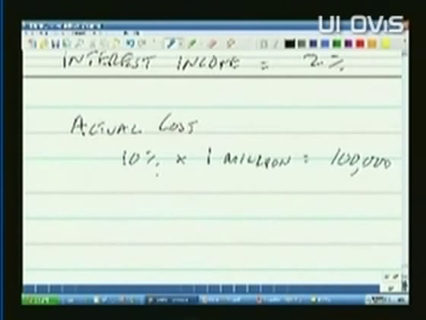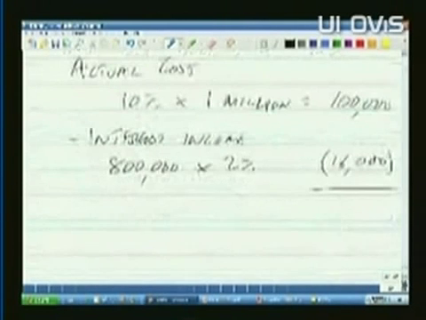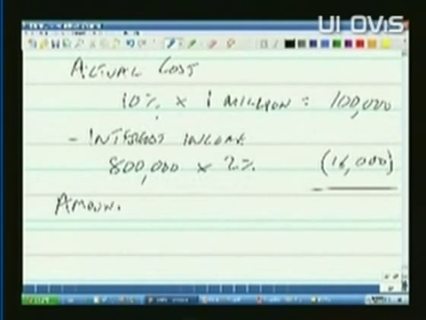The fact that I've only spent 20% of that means that the other 80% of it, the other 800,000, has been invested and has been earning 2%. So interest income will be the 800,000 that I have not spent times 2%, which is 16,000. Therefore the amount capitalised is going to be 84,000.